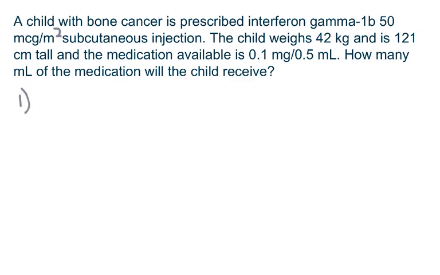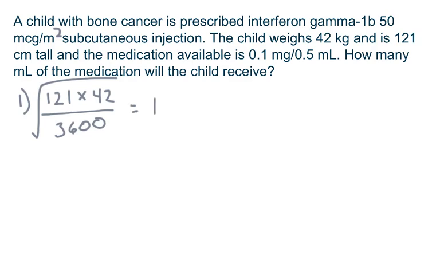The first step is to calculate the BSA. This is the metric one, so it's centimeters times the kilograms, 42. Since it's the metric version, you use 3,600 and square root. 121 times 42 equals, divided by 3,600 equals, square root. I have 1.18, and since it's greater than 1, you round to the tenth place. So I get 1.2 meters squared.